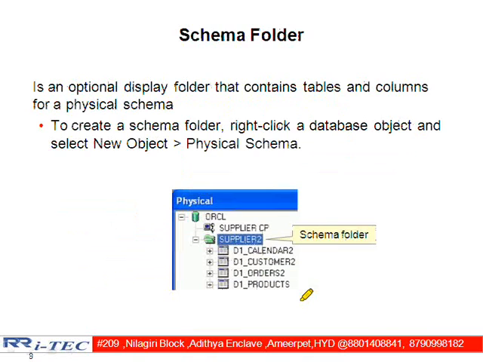Next, the schema folder is an optional display folder that contains the tables and columns of a physical schema. This is what the supplier 2 is. This is the schema folder. We know everything regarding this.